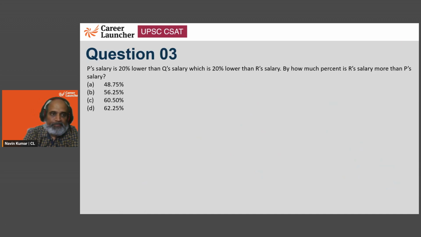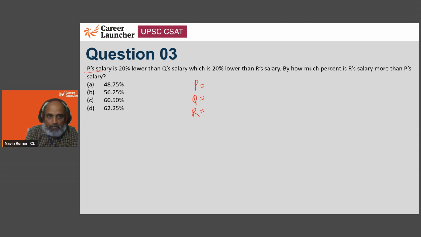Next problem. P's salary is 20% lower than Q's salary, which is 20% lower than R's salary. By how much percent is R's salary more than P's salary? Now, this is a question on percentage. Since everything is in terms of percentage here, we can assume the value of P's salary. So let's say P's salary, Q's salary, and R's salary.